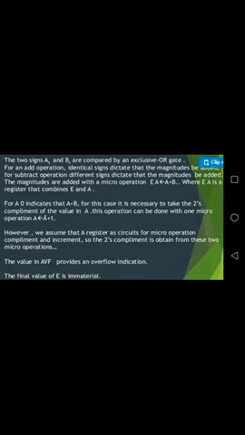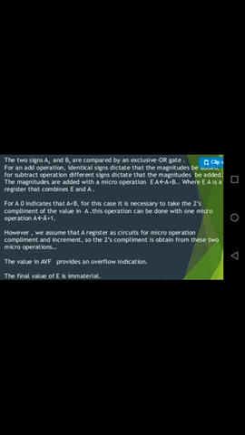So the two signs AS and BS are compared by XOR gates for the add operation. Identical signs dictate that the magnitudes can be added. For the subtraction operation, different signs dictate that the magnitudes can be added. So the magnitudes are added with the micro operation EA equals A plus B, where EA is a register that combines E and A. E means end carry.